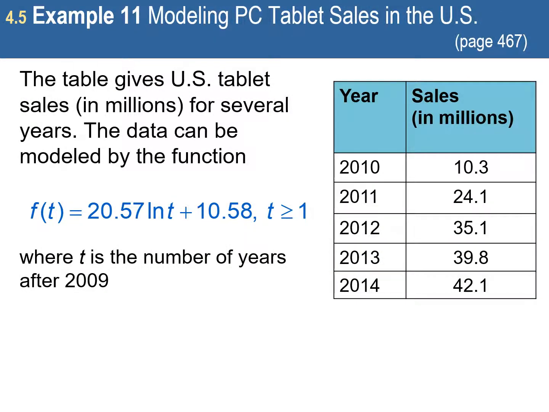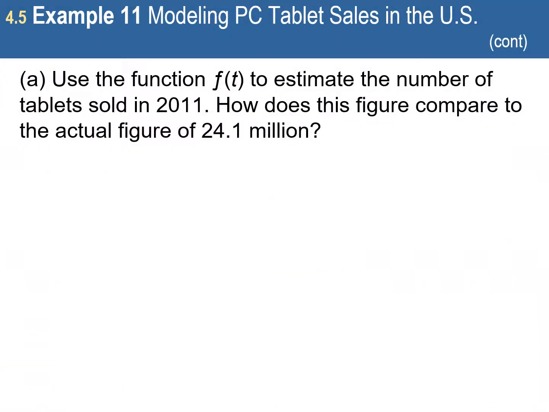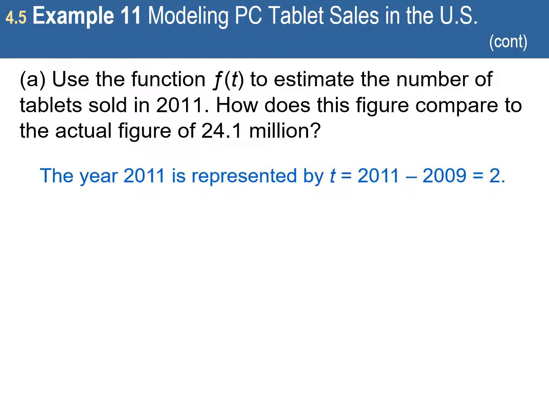So here is another table that gives US tablet sales in millions for several years. And the modeling, we can model the function by f of t is 20.57 natural log of t plus 10.58, where t is the number of years after 2009. Use the function to estimate the number of tablets sold in 2011.